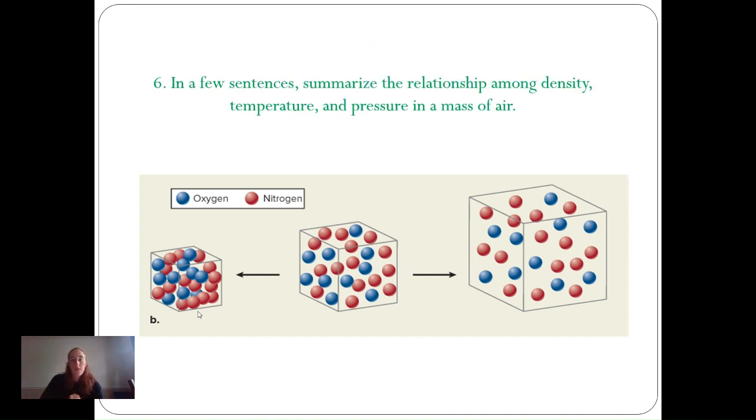Okay, so your final quiz question here for this lecture. In a few sentences, I want you to summarize the relationship among density, temperature, and pressure in a mass of air. So basically, you're just going to put this into your own words, what I just described. If you take that cube, heat it up, what happens? Take that cube, cool it down, what happens to air?